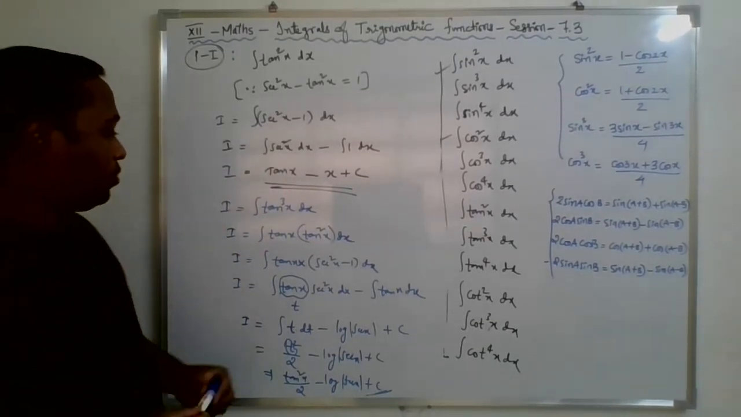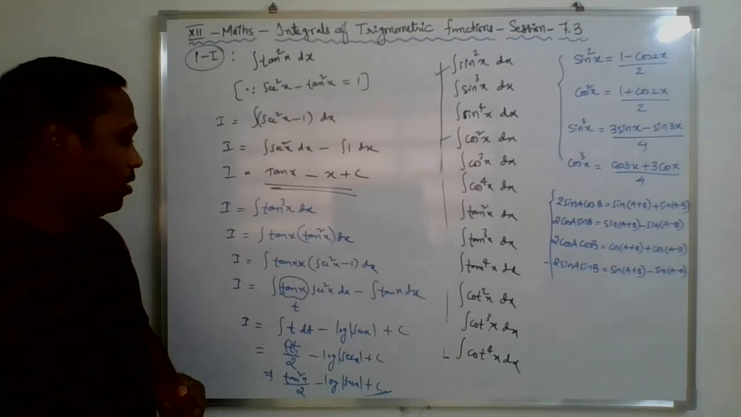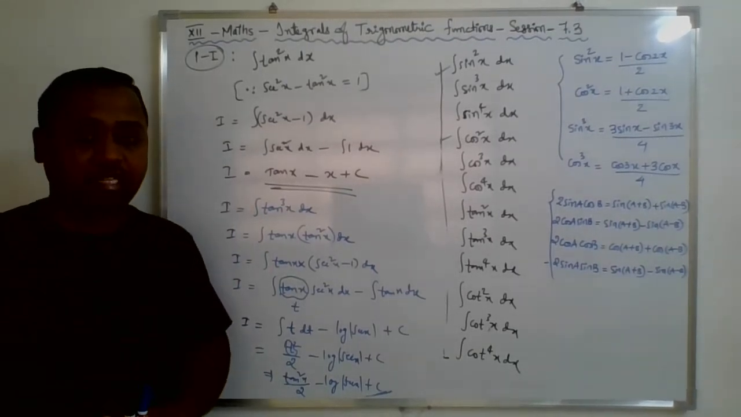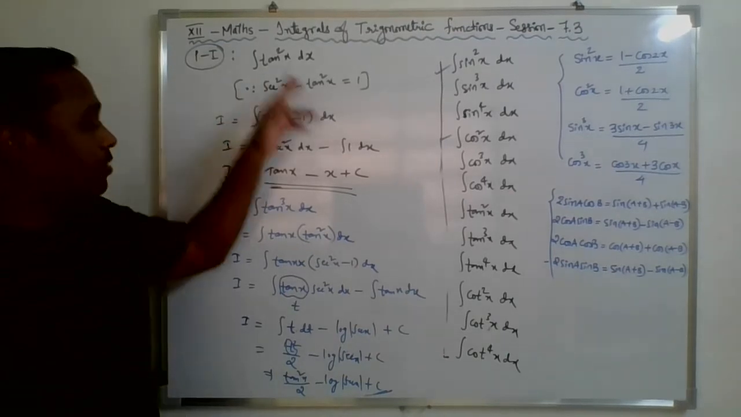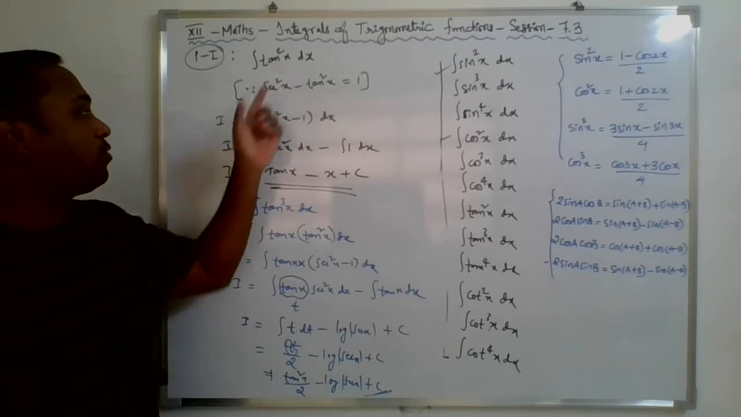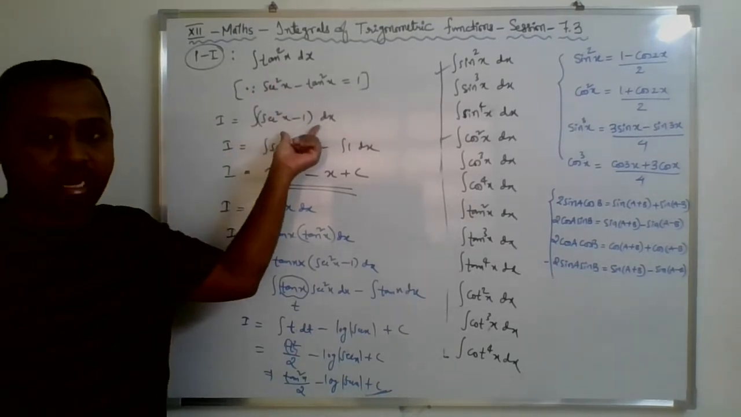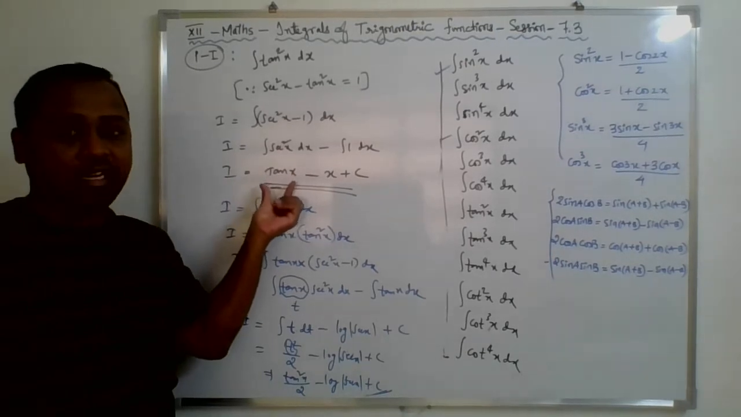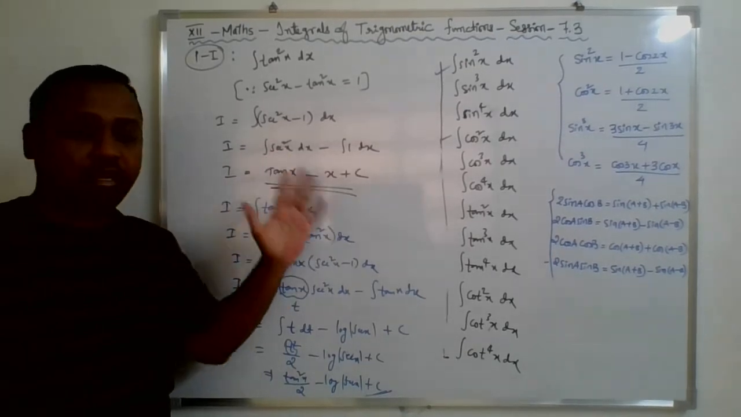So hopefully ये तो clear हो गया होगा definitely कि how to deal with tan square x. So in a similar manner, if cot square x will be asked, so cot square x will be written as cosec square x minus 1. Separate the 1. Cosec square x का हो गया minus cot x and similarly.